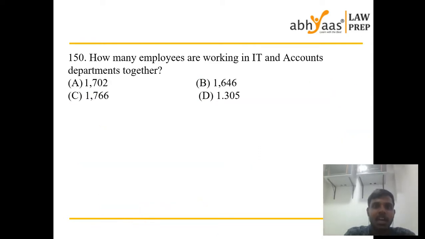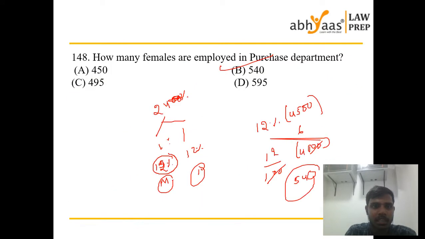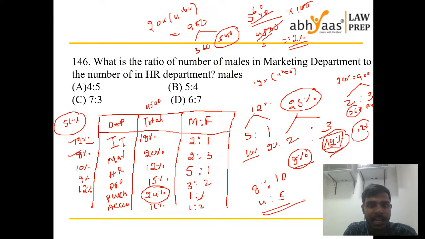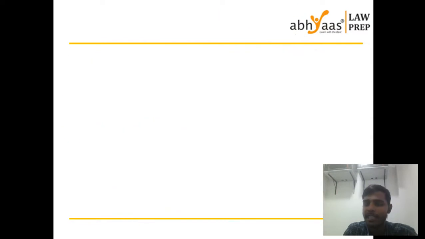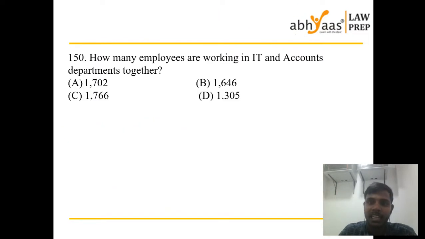150th question: How many employees are working in the IT and accounts departments together? IT is 18 percent and accounts is 11 percent. 18 plus 11, we have to calculate 29 percent of the total. So 29 percent of the total number of employees, 29 percent of 4,500, right?